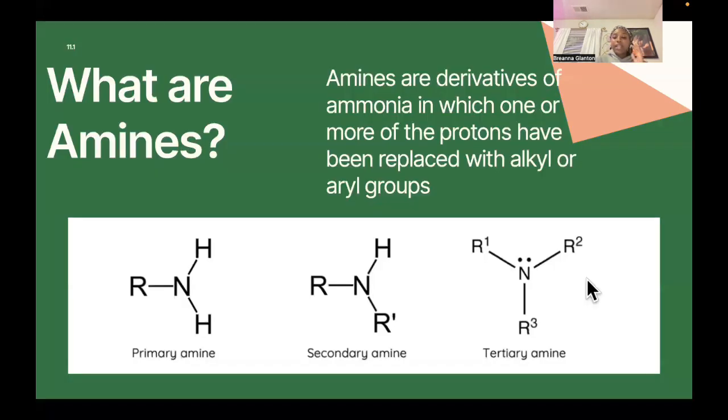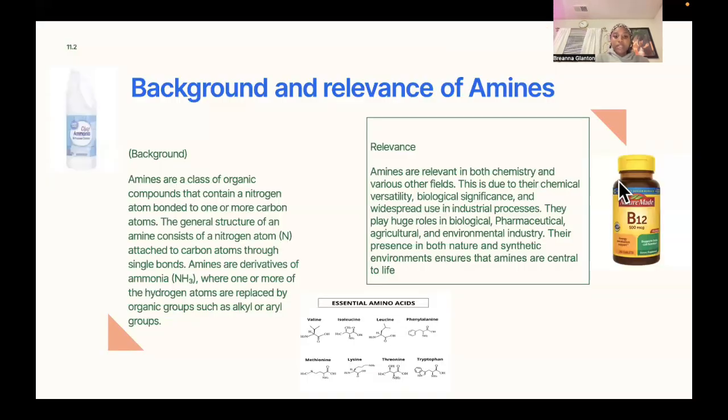So our next topic has to deal with amines. So what are amines? Amines are derivatives of ammonia in which one or more of the protons have been replaced with alkyl or aryl groups. As you can see, we have primary amine, which replaced one, secondary amine, which replaced two, and tertiary amine, which replaces three. So background and relevance of amines.